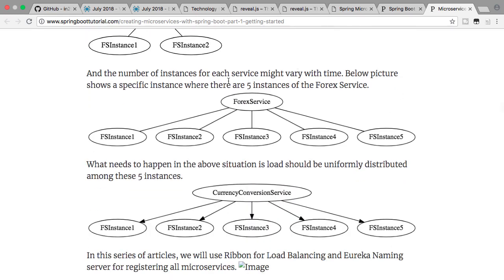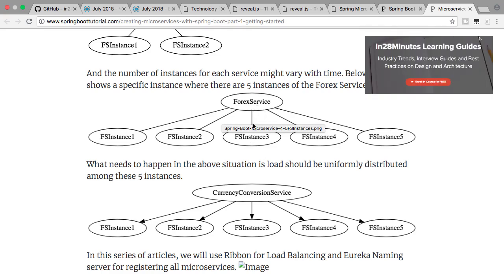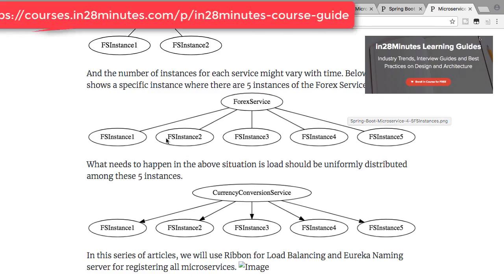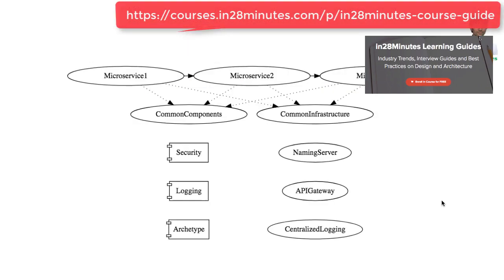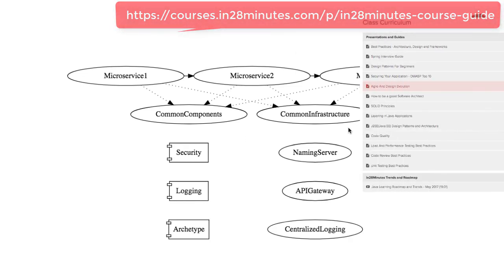It could be that in specific scenarios I might have a lot of load on the forex service. As the load increases, I would want to be able to increase the number of forex service instances. As the load on the application decreases, I would want to be able to decrease the number of instances of the forex service. This is what is called auto scaling. Based on the load, you would want to be able to dynamically increase the number of instances or decrease the number of instances. And that's one of the important things that a cloud native application should have.